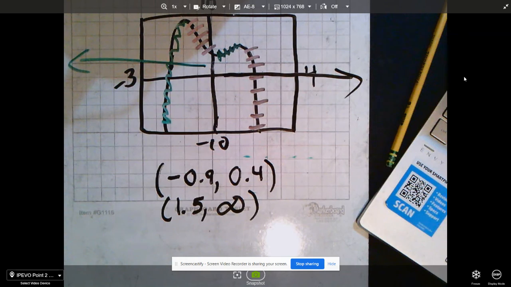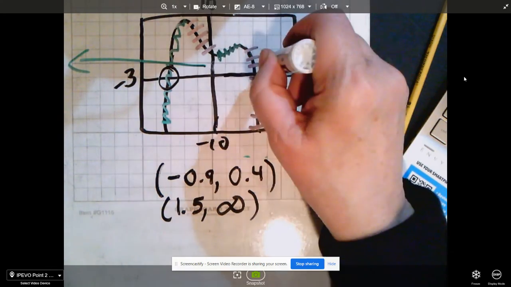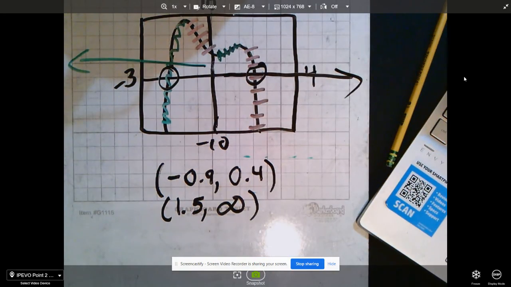And the only other thing I might ever ask you for in these graphs is the real zeros, and you would just go to your graph and find those points. I would only ask you for real zeros when we are just describing graphs. I hope this helps.